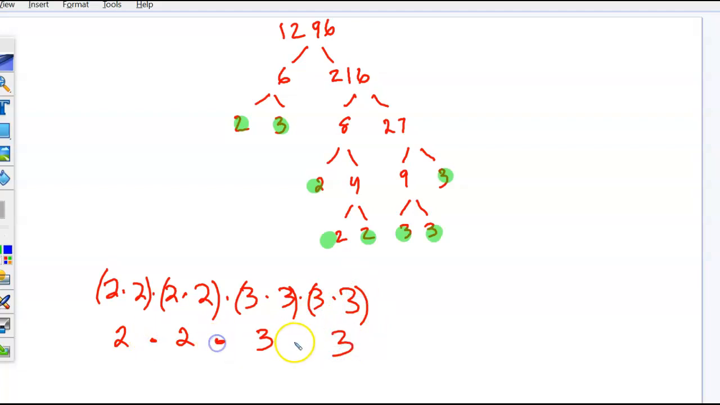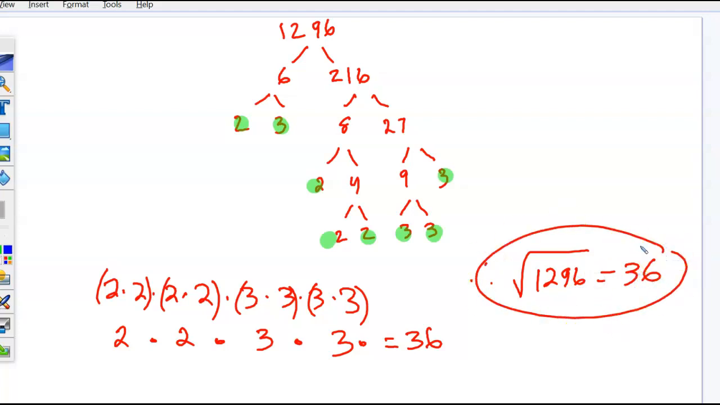Now, if I multiply these all together, I get 2 times 2 times 3 times 3, which ends up equaling 36. So therefore, the square root of 1296 would be equal to 36.